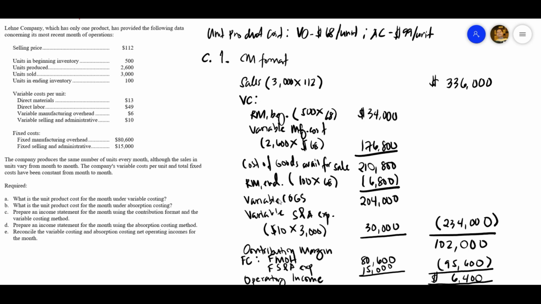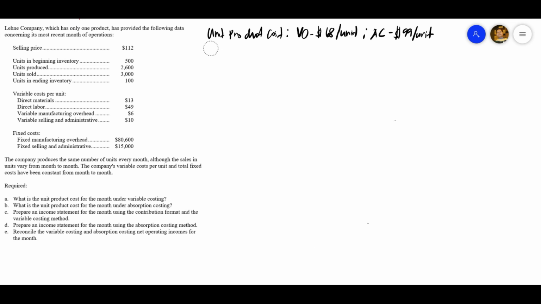Okay, I'll erase this portion. The net operating income for variable costing is 6,400. We are now looking for the income statement pertaining to the absorption costing method. With the absorption costing method, same as with variable costing, we will start with your sales.